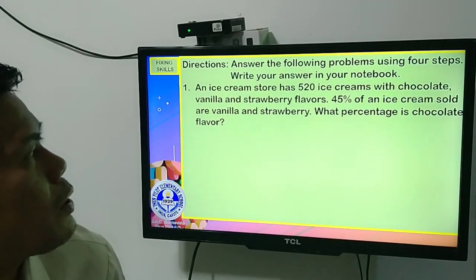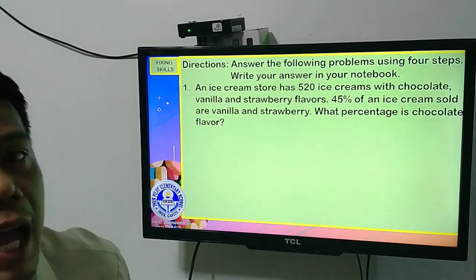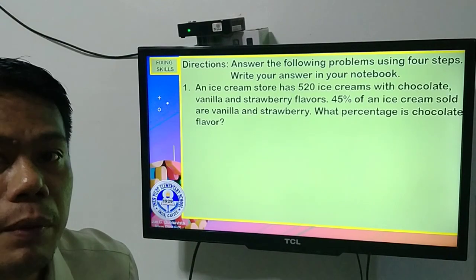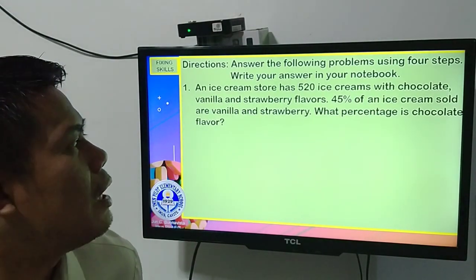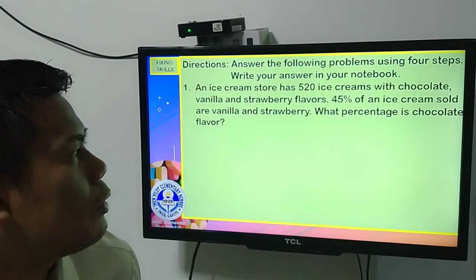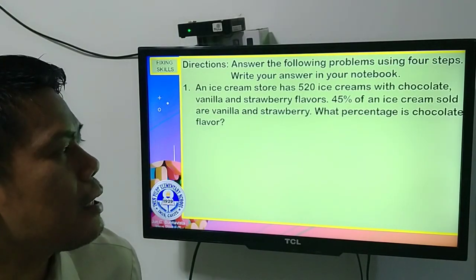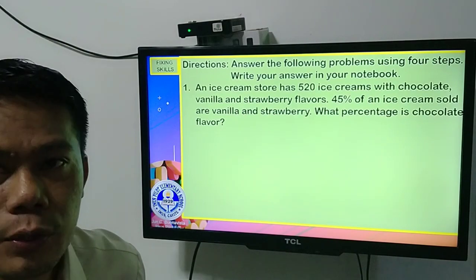An ice cream store has 520 ice creams with chocolate, vanilla, and strawberry flavors. 45% of the ice creams sold are vanilla and strawberry. What percentage is chocolate flavor?